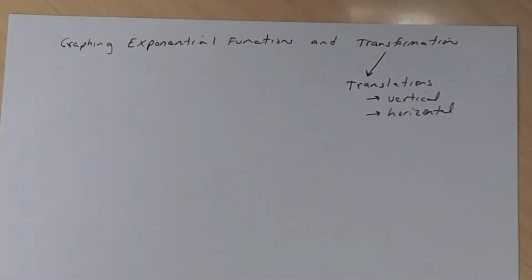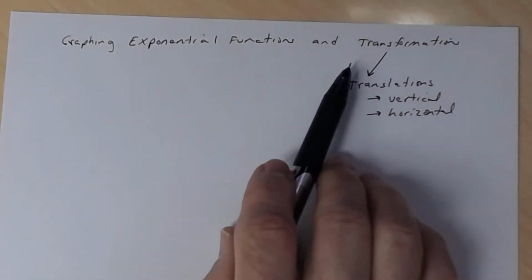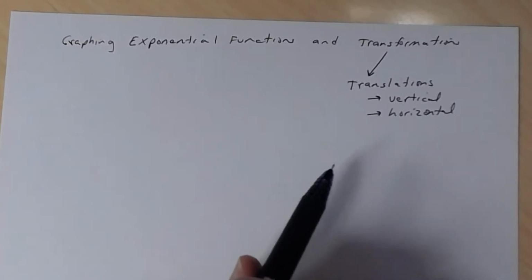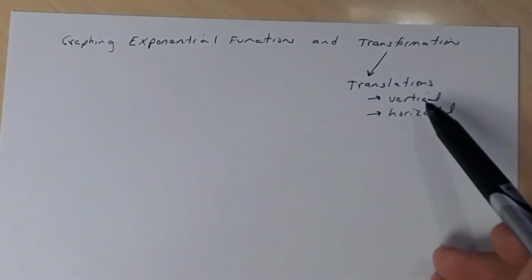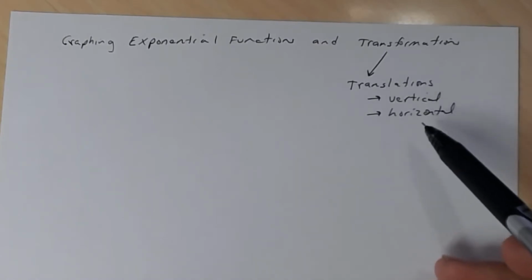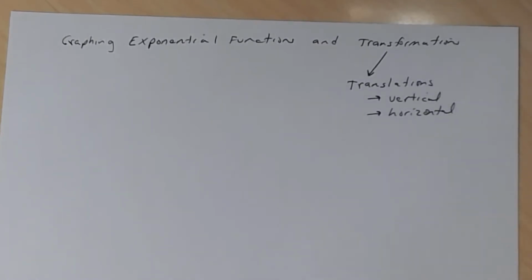Okay, so in this lesson, we're going to look at how to graph exponential functions using transformations. And the transformations we're going to talk about in this lesson are translations, vertical and horizontal translations. Now, what I mean by translations is this.